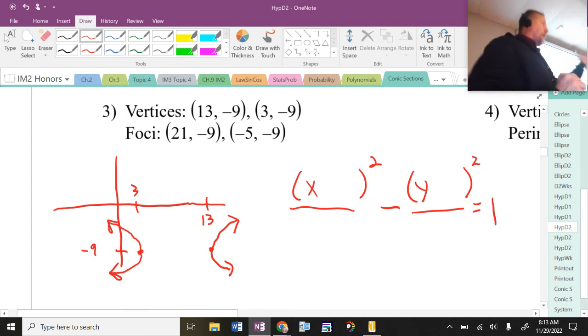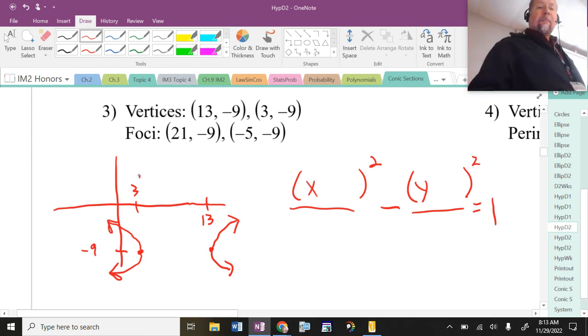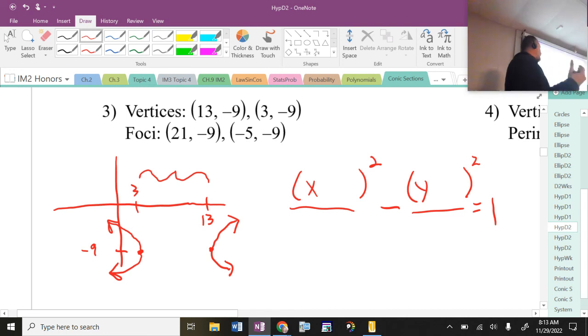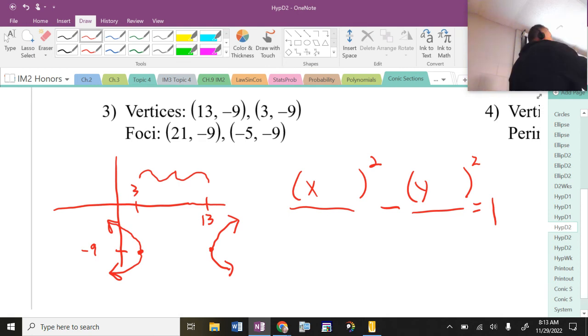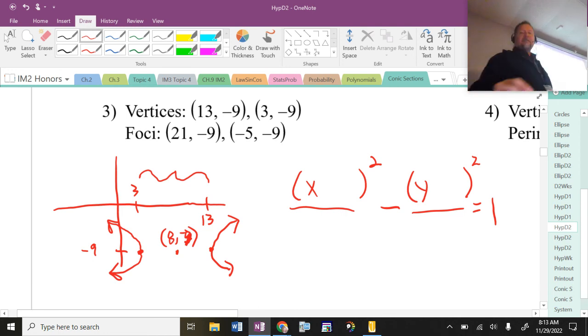I already got that, and I also have something else. What is right in the middle of these two? Starts with a C. 3, 2, 1, go. Center. You guys are making this too hard. What's right in between 3 and 13? They're 10 apart, so either subtract 5 from 13 or add 5 to 3. So what is this X coordinate? 8, comma, negative 9. Sorry, I had the wrong number in there. So the center is 8, negative 9.